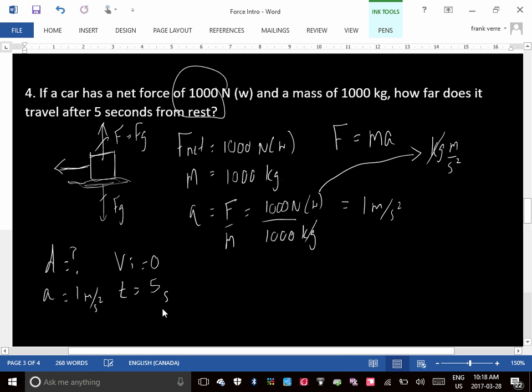What equation could you use to figure out distance traveled given an initial speed of 0, acceleration, and time? And that equation, if you remember, when your initial speed is 0, ends up just simply being d equals half a t squared. So it'll be 1/2 times 1 times 5 squared, and that will give you 12.5 meters.